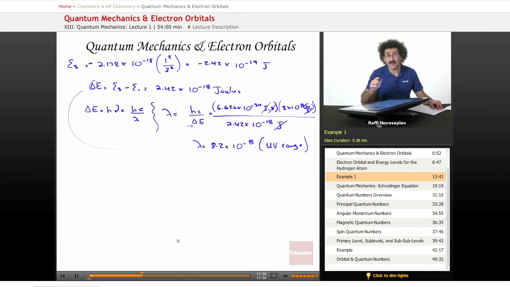Now, not just any ultraviolet light. Ultraviolet has a range. Specifically, I have to hit it with light that has a wavelength of 8.2 times 10 to the negative 8 meters. Or I can go ahead and put it back into the equation to find the frequency, right? Frequency equals speed of light over wavelength, right? Okay, so that's it. Just some basic equations to play with.